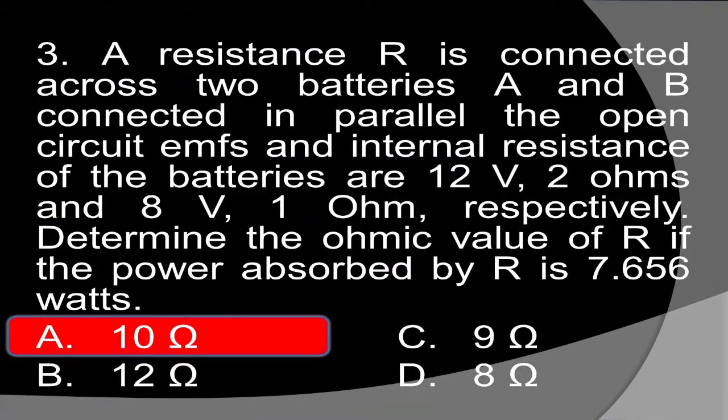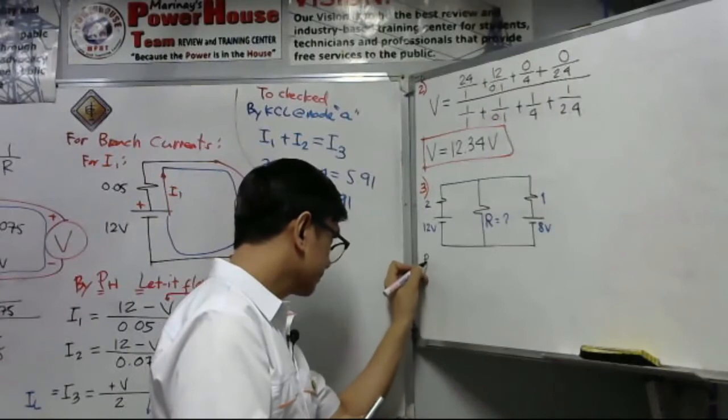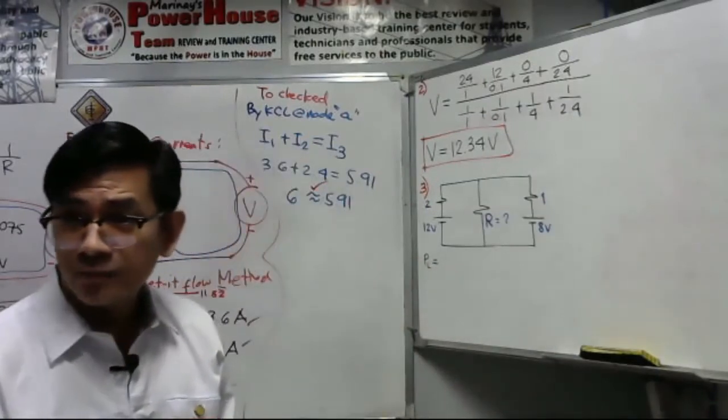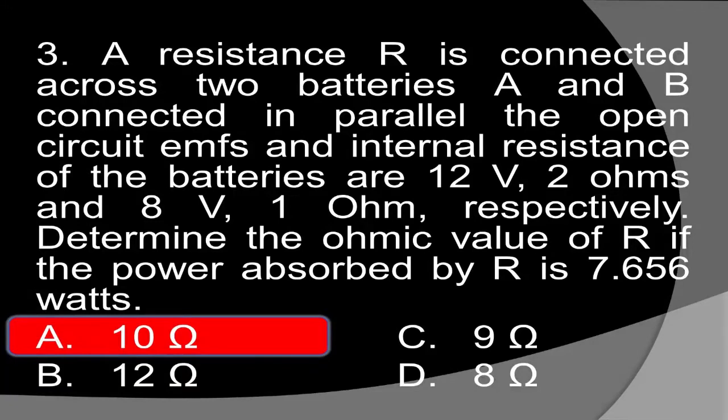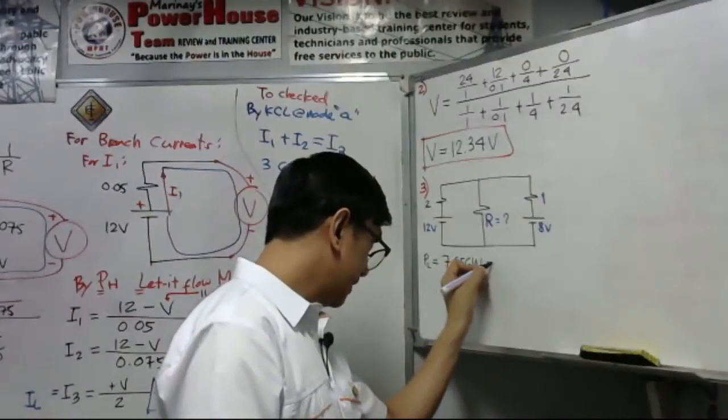Okay, determine the ohmic value of R. So this is our question, our R. If the power absorbed by R is, so let's say this is our R, so the power at the load, it will be how much? 7.656 watts. Okay, that is our PL. Then what is power given the resistance?